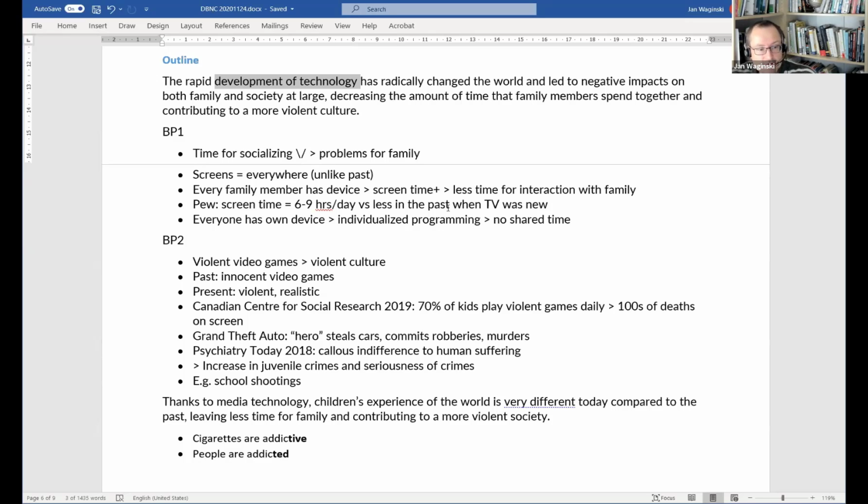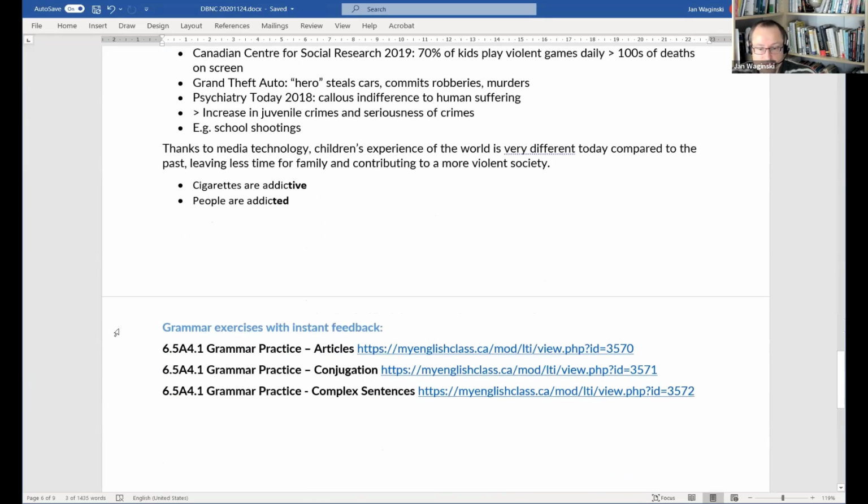And I did put together 3 exercises for you to practice the grammar. There's one for the articles, for the conjugation, and for the complex sentences. So the links are right here, right below the prompt itself. Okay. Do these before you do your writing.